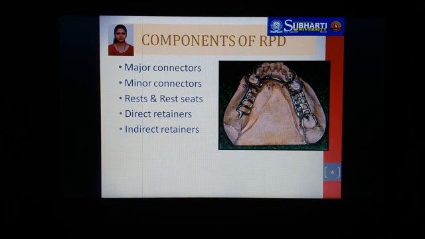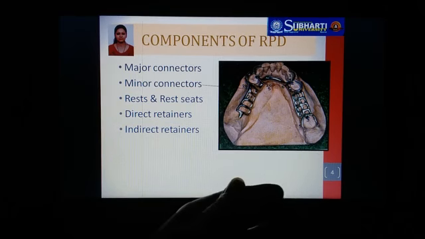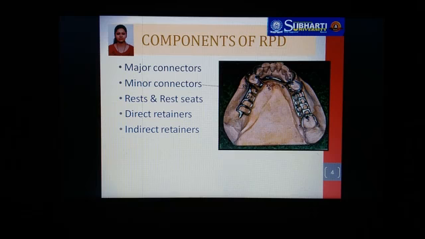So, before going towards the major connector, we should briefly know about what are the components of a removable partial denture. First is the major connector, which we will be discussing in detail. Second is the minor connector. Minor connectors are the part of the prosthesis which also connect one component to the other, but because they are minor in dimension, they are called minor connectors. Third are the rest seats. Next are the direct retainers, and lastly the indirect retainers.